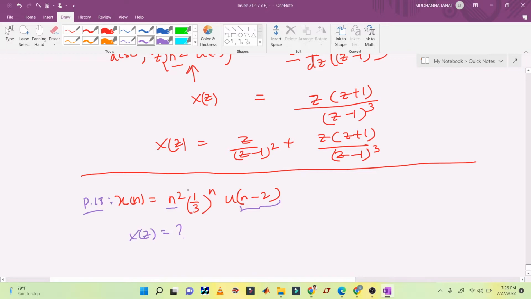For that, n square is the differentiating property, so you leave that n square. What we need to get here also is n minus 2. To get that, I will multiply by 1 by 3, and I will multiply by 1 by 3 square, and I will multiply by 1 by 3 to the power minus 2. So this will lead us to 1 only, right?